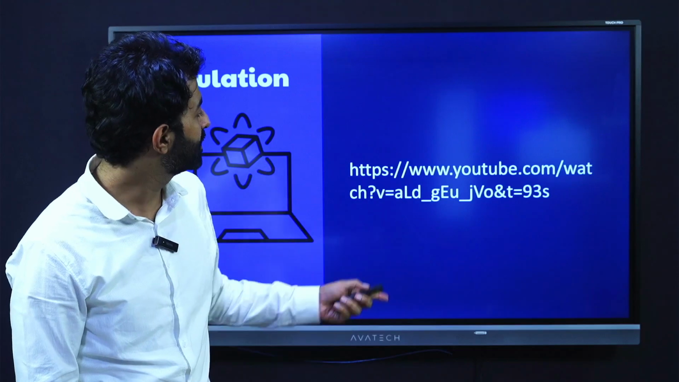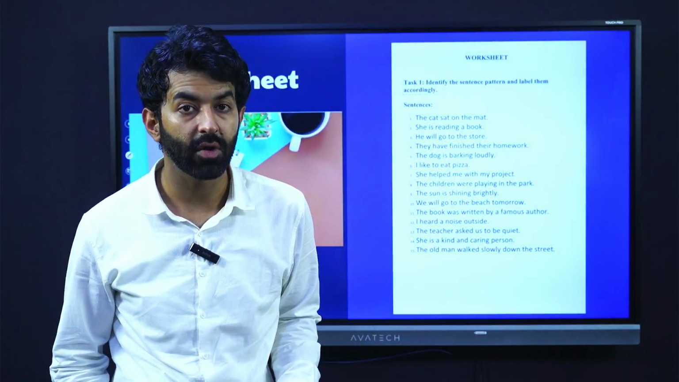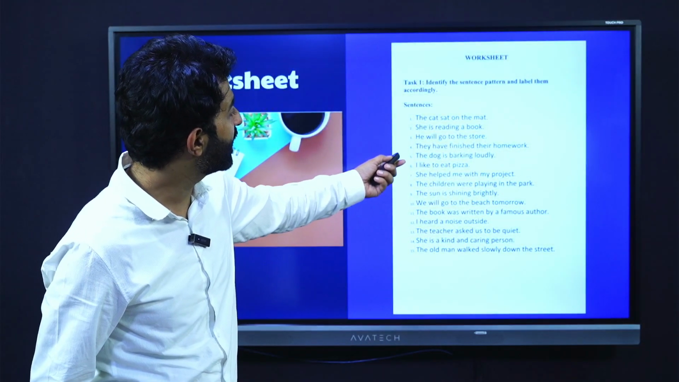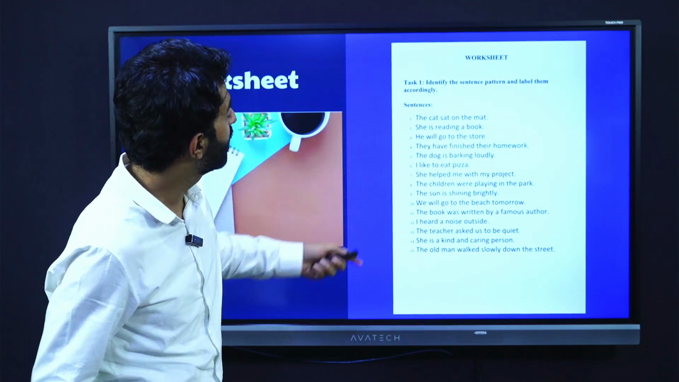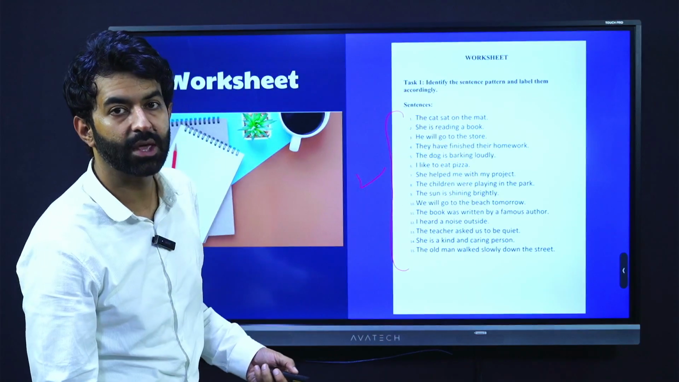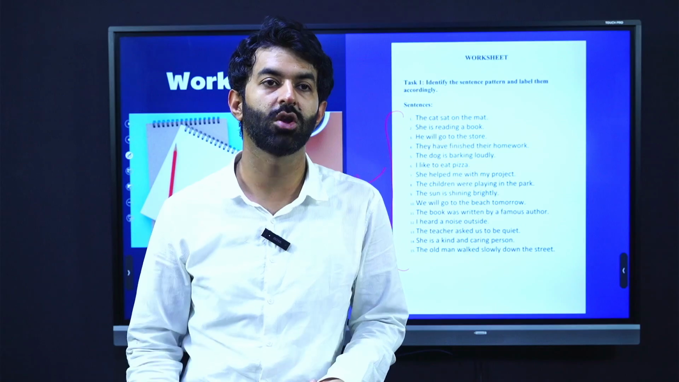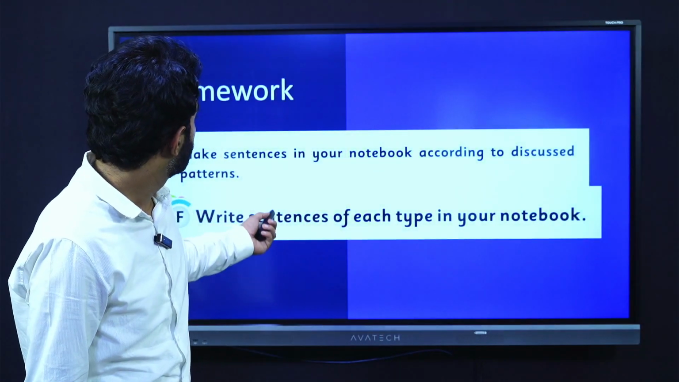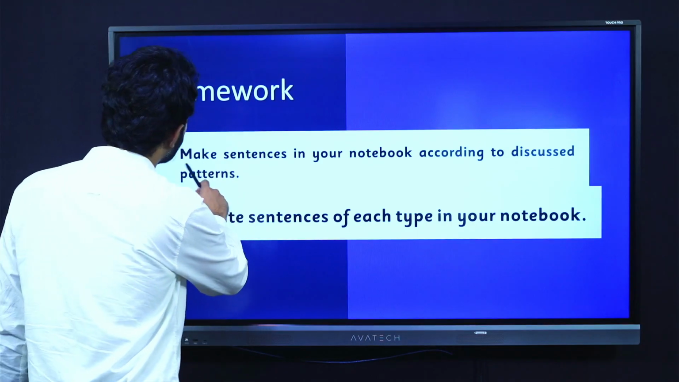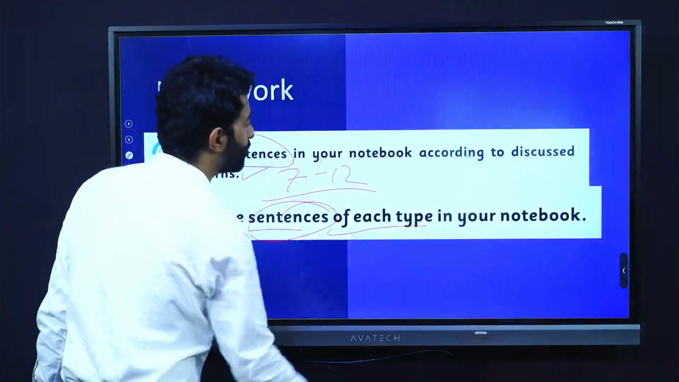Now, this is a simulation link to be watched later on for more information. We have a worksheet where you just have to identify the pattern जो हमने पढ़े in today's lecture and label them कि ये subject है, this is the verb, this is preposition, and this is the prepositional object, and so on. Here is your homework. You have to make sentences according to these patterns 7 to 12 जो हमने आज discuss किए, and then for the second part of the SLO, write sentences of each type in your notebook.